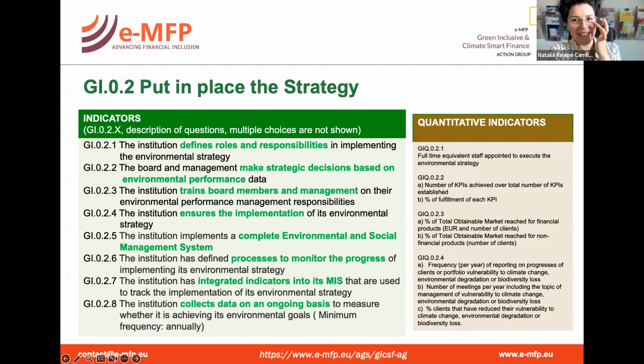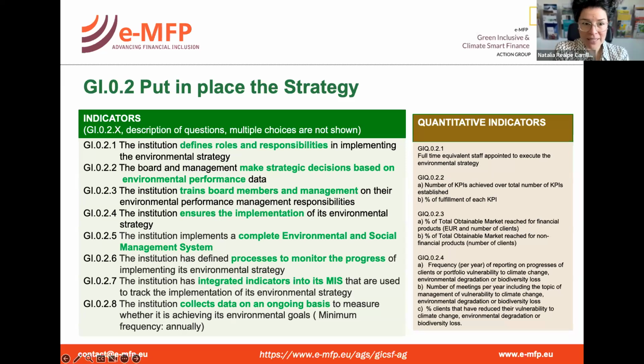Thank you. Okay. So let's go to the implementation of the environmental strategy. What are those indicators? The institution defines the roles and responsibilities in implementing the environmental strategy. The board and management make strategic decisions based on environmental performance data. The institution trains board members and management on the environmental performance management responsibilities. The institution ensures the implementation of its environmental strategy.